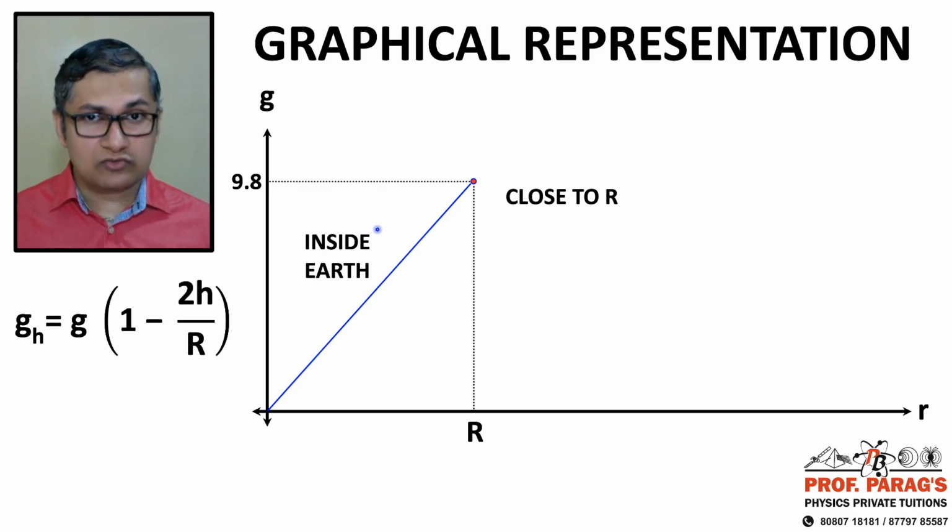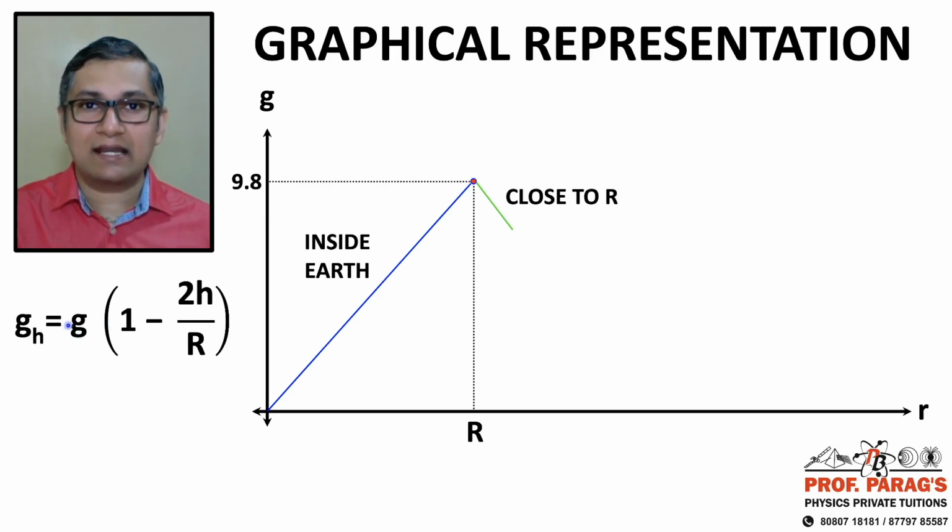So if I'm close to the surface of Earth, then again the graph is going to be a straight line, but this time again it's going to decrease. It's not going to go beyond 9.8. 9.8 is the maximum value. It's going to reduce. Why is it going to reduce? Well, the reason is, see the equation. So again I have 1 minus something. So if I have 1 minus a number, that means that number is less than 1. So if I multiply small g, which is 9.8, by less than 1, I'm going to get less than 9.8.